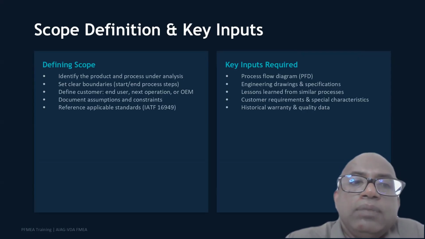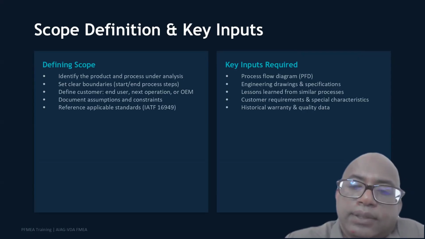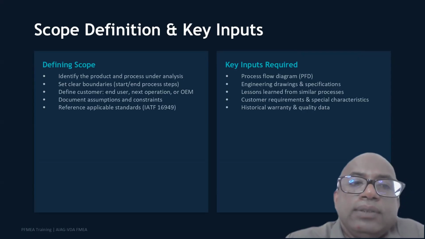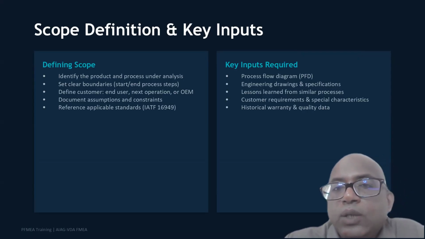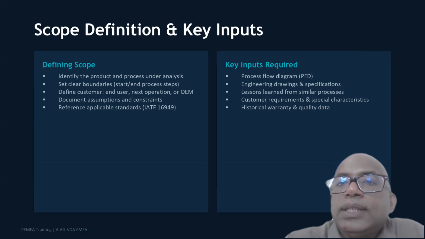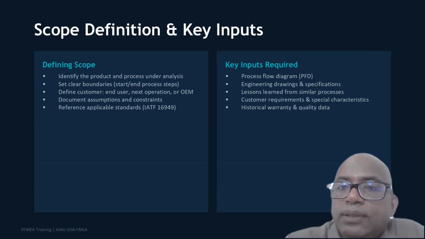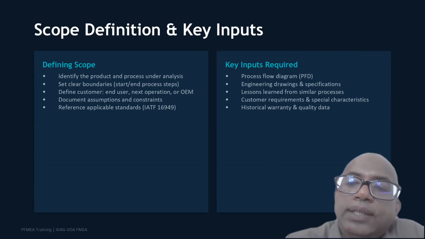And then document assumptions and constraints. Reference applicable standards. These are very important parts. Okay, the next one is the key inputs required. Key inputs required: process flow diagram. If you don't have a process flow diagram, you cannot introduce the PFMEA. Your process should be clearly defined in advance.